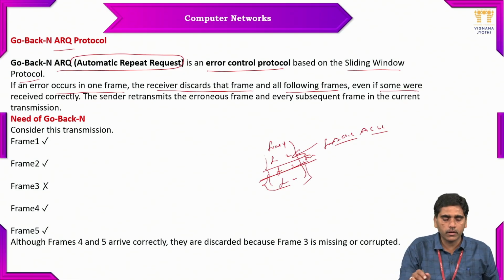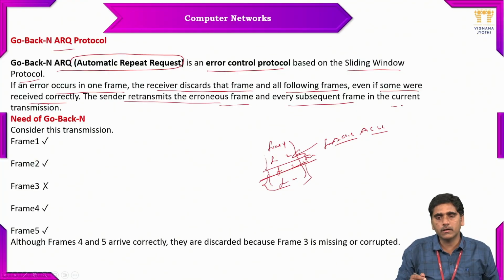Even if some were received correctly, it also rejects the remaining frames. The sender retransmits the erroneous frame and every subsequent frame in the current transmission. The sender has to retransmit the error frame as well as the remaining frames.